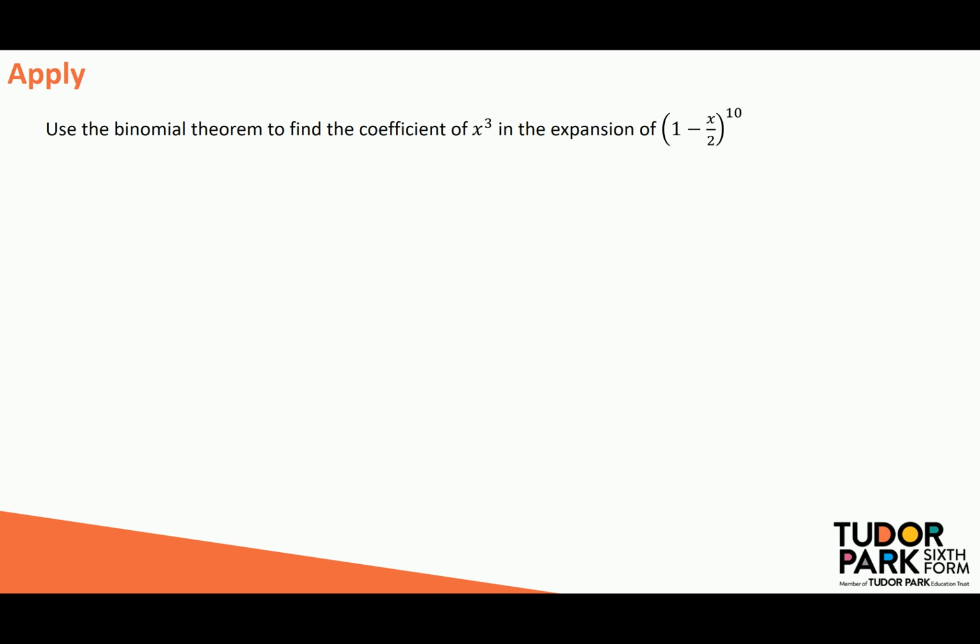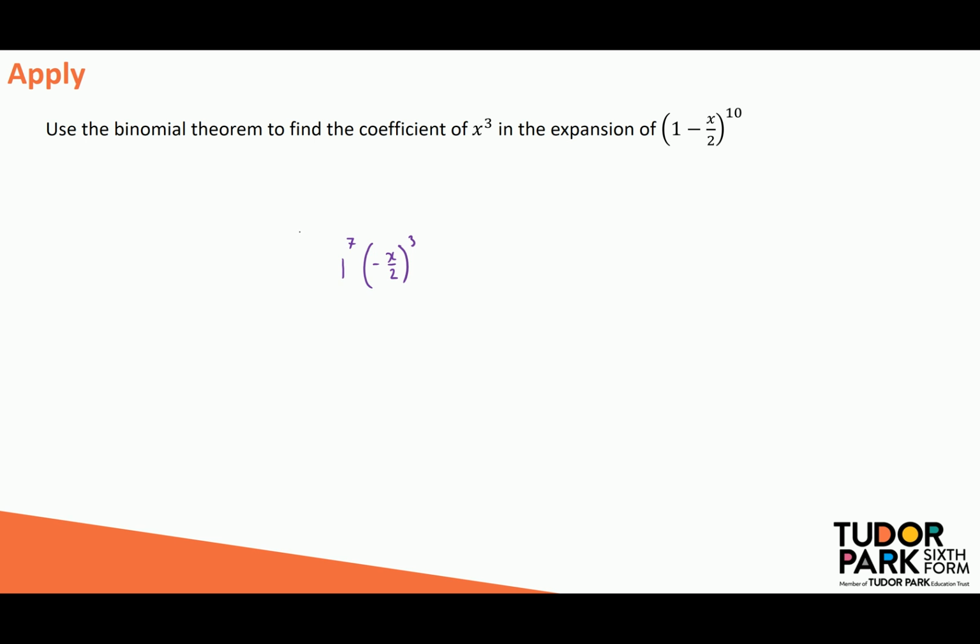Right, finally, let's have a look at this, where we don't need to work out the whole expansion, we're just using the binomial theorem to find the coefficient of x cubed in this expansion. Well, where is x cubed going to come from? It's going to come from doing minus x over 2, cubed. Now, as we've talked about the exponents having to add to make 10, the other term is going to have to be raised to the power of 7, because 7 plus 3 will make 10.